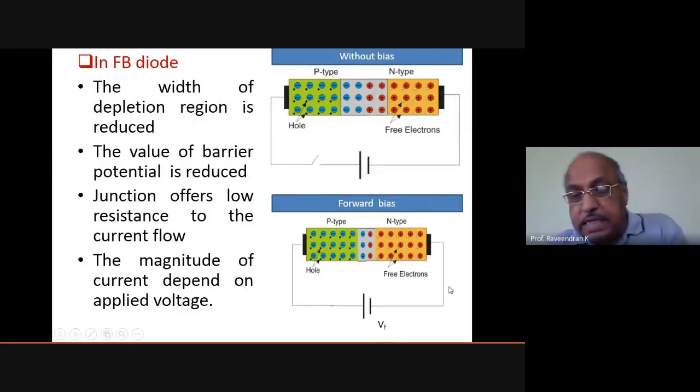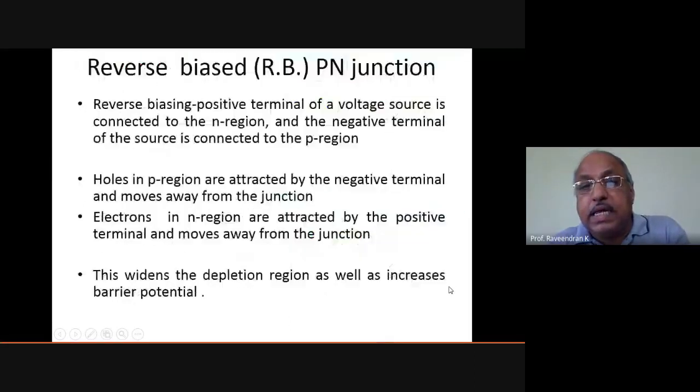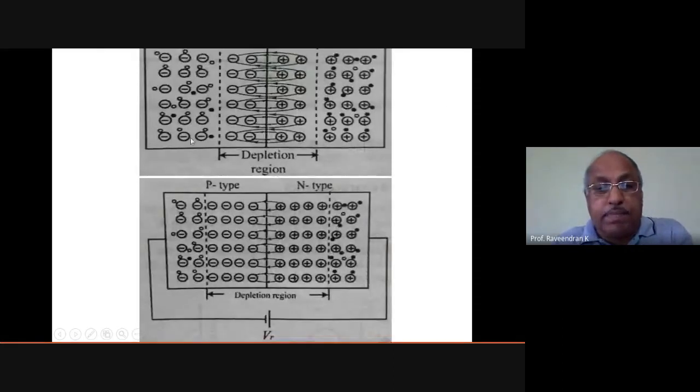And in the reverse biasing, what is the reverse biased condition? In reverse biased condition, the positive terminal of the voltage source is connected to the N region of the PN junction, and the negative terminal of the source is connected to the P region, as shown here. So here the P-type region is connected to the negative terminal and the N-type region is connected to the positive terminal. In this condition, we say that this particular PN junction is reverse biased.